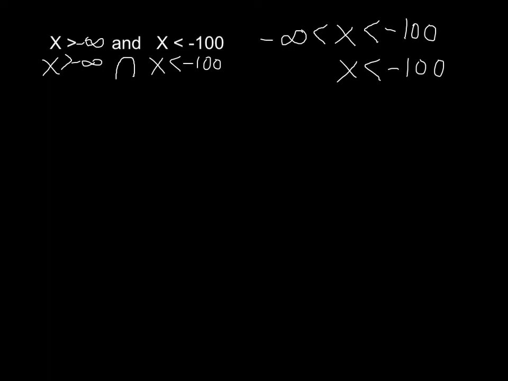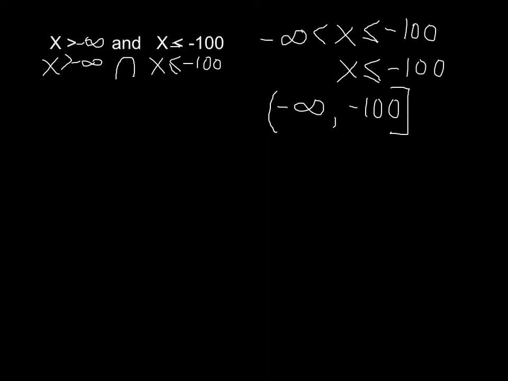In order to write this in interval notation, though, we're still going to need the negative infinity. We can never get to negative infinity, so you remember that we always use a round parentheses for infinities. Negative infinity is the smallest. Negative 100 is the highest. Oops, I forgot, less than or equal to. And because it's less than or equal to, we have to use the square bracket.